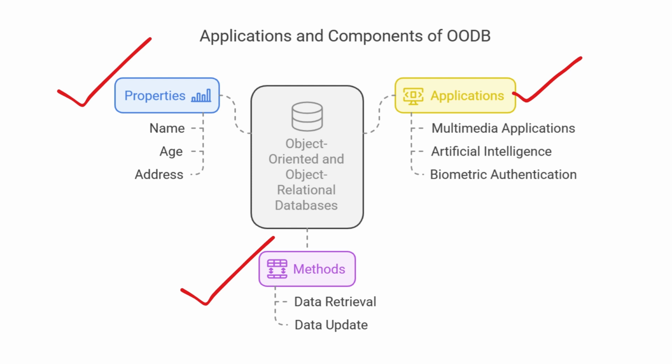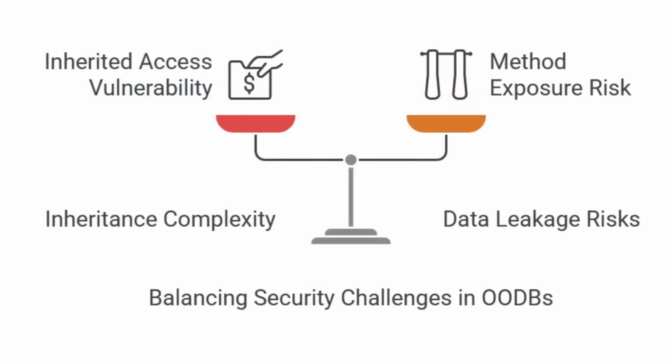How does an object-oriented database work? Let's say we have an employee record in a traditional relational database. In a relational database, an employee's details might be stored in separate tables. But in an object-oriented database, the entire employee record is stored as a single object, including name and age, address and city, even functions like calculate salary. Instead of joining multiple tables, the database retrieves the object as a whole, making data retrieval faster.